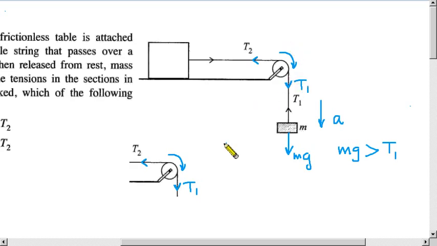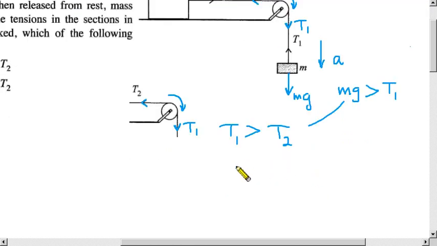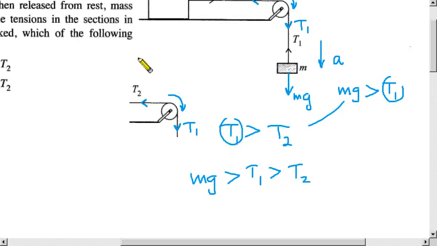So therefore, T1 must be greater than T2. T1 must be greater than T2, which should be smaller. So we have to combine these two terms now. So mg is the biggest one, then T1 is here, T1 also here, then the smallest is T2. So like this. This is the final relationship.